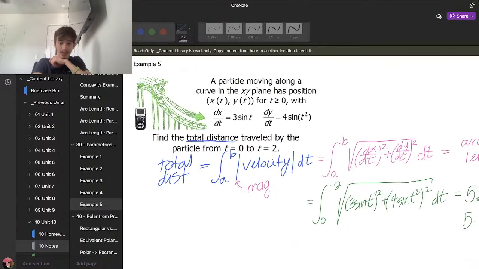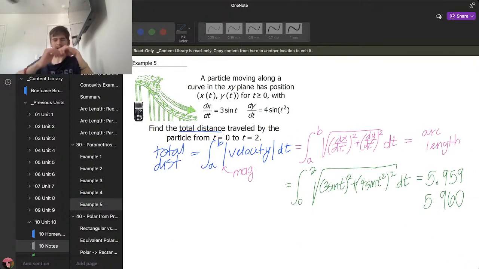One more example. Total distance is the integral of velocity. No. Total distance is the integral of the absolute value of the velocity, which is speed.